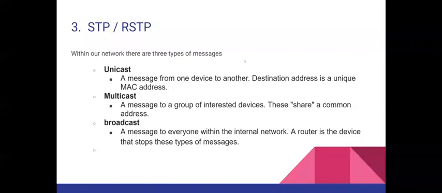What's important to remember is that there are three types of messages. You have unicast, a message from one device to a destination with this unique MAC address; a multicast, a message to a group of interested devices, which share a common address; and a broadcast, a message to everyone within the internal network. A router is a device that stops these types of messages. Very important to remember, guys.